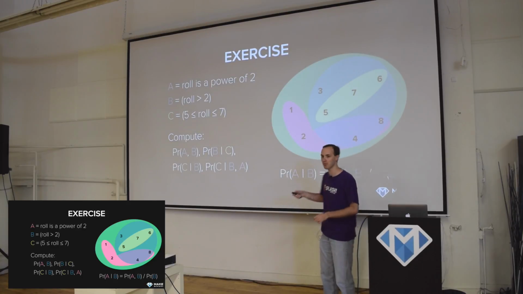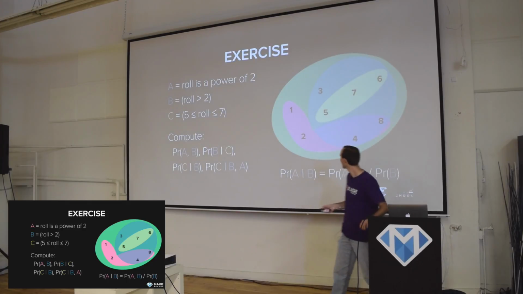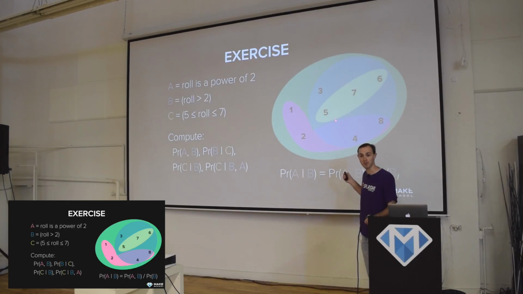So here's a new set of events. The same sample space we had before, same 8 possible worlds. But now I'm interested in these 3 events. One is that the roll is a power of 2, so it could be 1, 2, 4, or 8. One is that the roll is greater than 2. That's this blue region here. And one is that the roll is between 5 and 7. That's this yellow ellipse here.